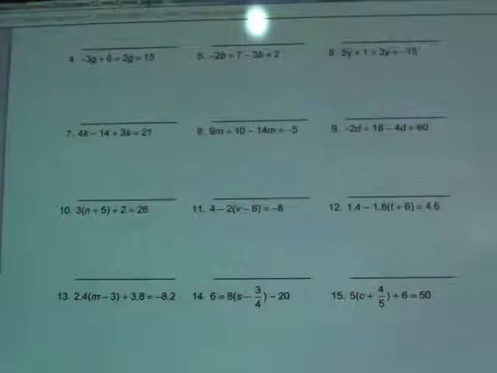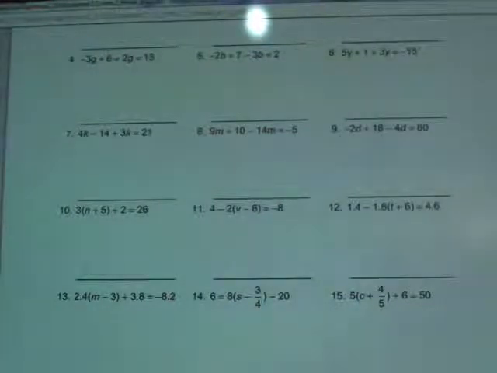So let's take a look at number 10. You've got 3 times n plus 5, which is in parentheses, and then after the parentheses we're adding 2 and it equals 26. Let's focus on that 3 times n plus 5 part first. We're going to go ahead and take the 3 and multiply it through to the things that are inside the parentheses, which would be the n and the 5. And again, that's called the distributive property.